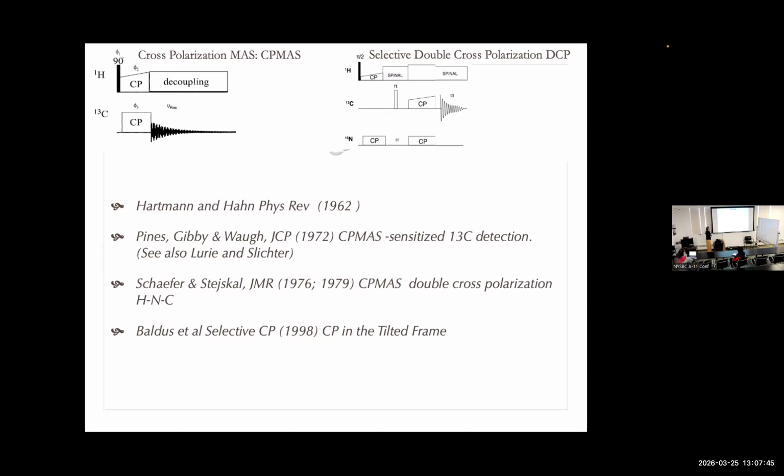But there are really important contributions independently from Jake Schaefer, especially as we move on to say, can we use that same approach now to move between nitrogen and carbon? Can you put two spin locks and move between any two channels? Jake showed that that's a good experiment.